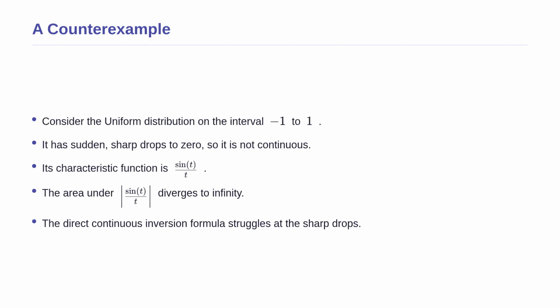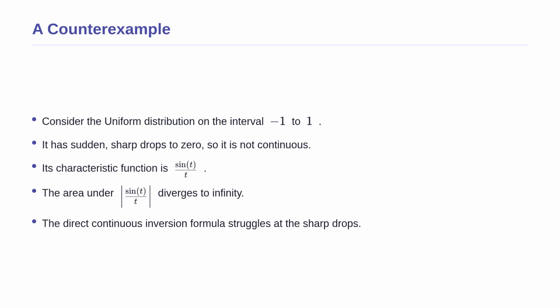Consider the uniform distribution on the interval from -1 to +1. This distribution looks like a flat rectangular box. It has a constant probability inside the interval and instantly drops to 0 outside. Because of these sudden, sharp drops, the probability density function is not continuous.